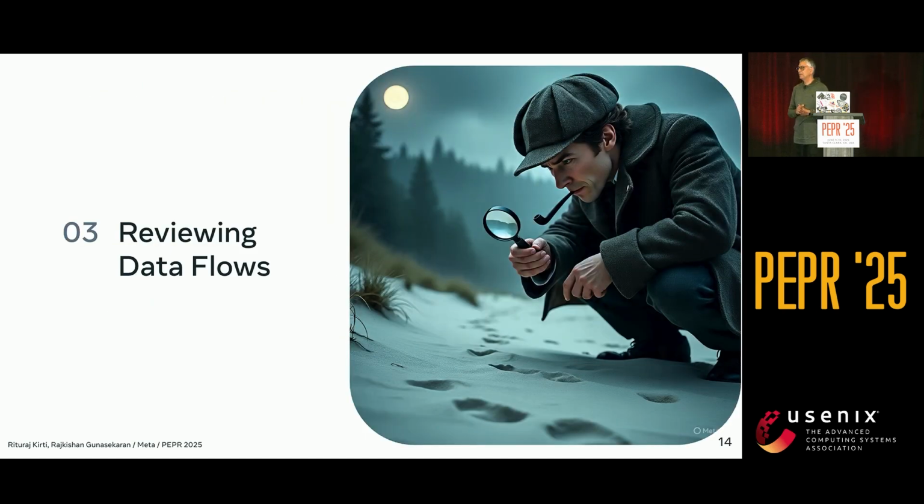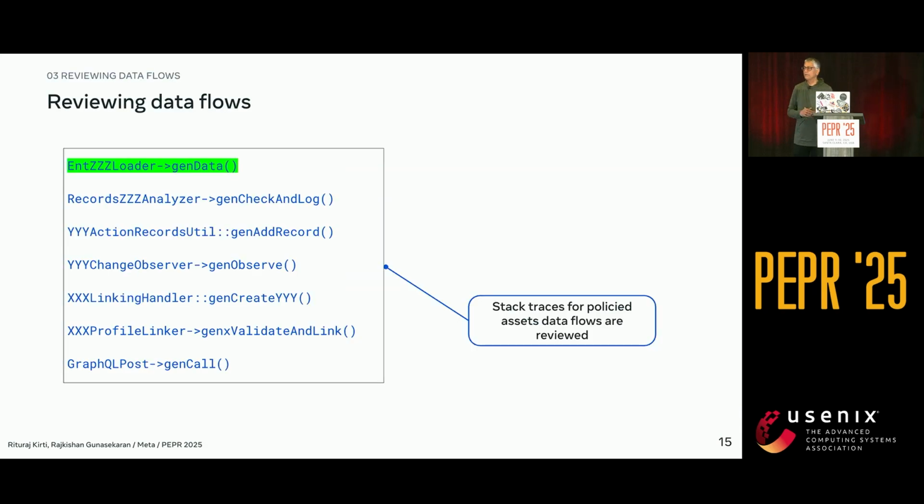Another key problem is reviewing data flows. Oftentimes, we have stack traces that developers need to analyze to figure out if there is a data flow from a protected asset to somewhere it is not supposed to be going. This is a simplified version of a real stack trace from our production systems that was in reality about 326 frames deep, but I selected a few interesting frames from it.